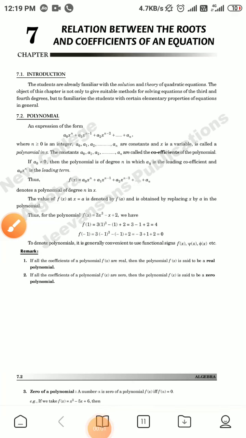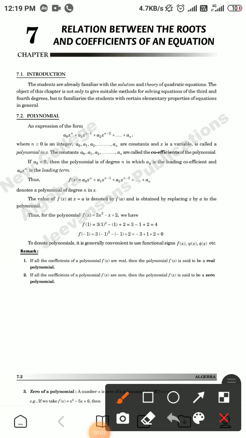Dear students, today we will start chapter 7, relation between the roots and coefficients of an equation. Introduction. The students are already familiar with the solution and theory of quadratic equations. The object of this chapter is not only to give stable methods for solving equations of the third and fourth degrees, but to familiarize the students with certain elementary properties of equations in general.